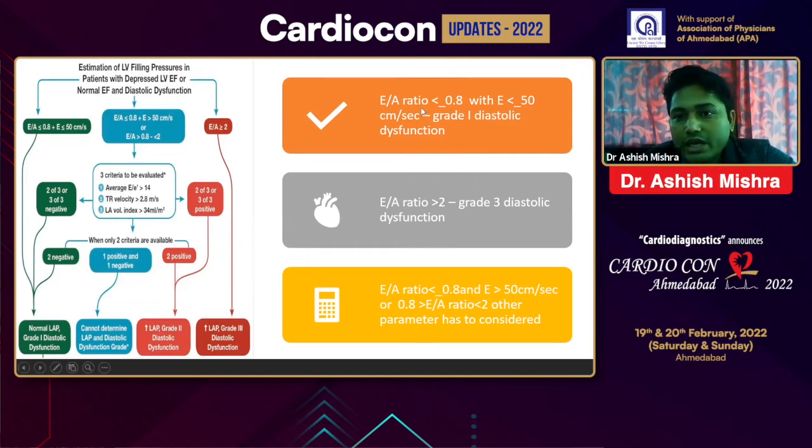If the E/A ratio is less than 0.8 with E velocity less than 50 centimeters per second, it denotes grade 1 diastolic dysfunction. An E/A ratio more than 2 depicts grade 3 diastolic dysfunction, and intermediate values between 0.8 and 2 with E velocity more than 50 will need further assessment with other variables.